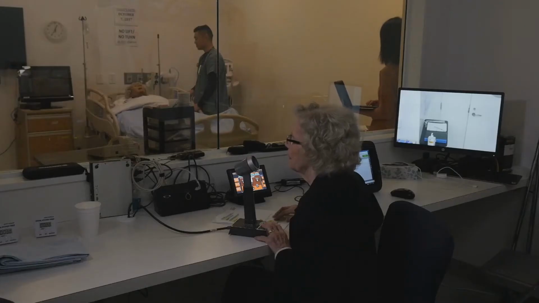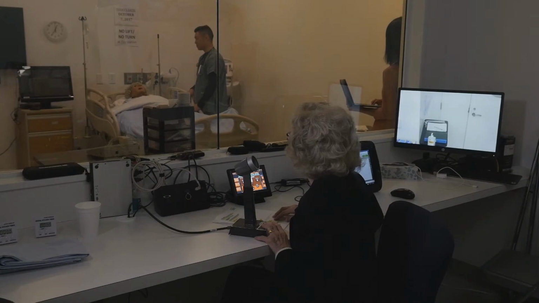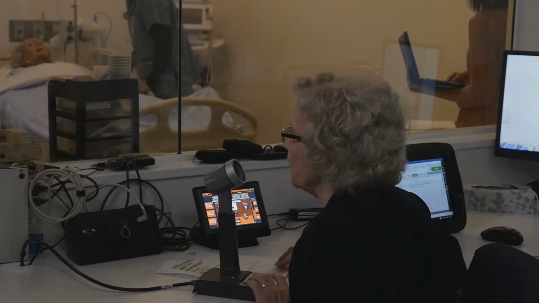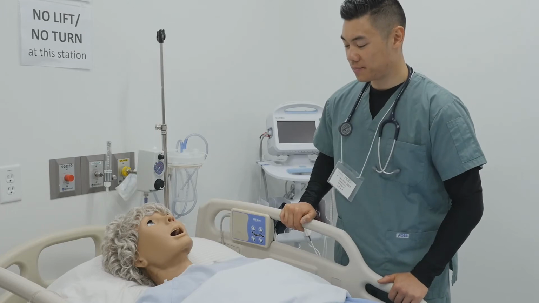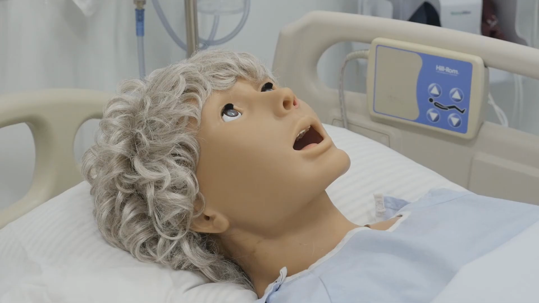In these stations, the actor is actually behind the one-way glass and will speak to you through the mannequin. We know it's not perfectly natural, but you must talk and interact with the mannequins as if they are real patients. They will talk back.